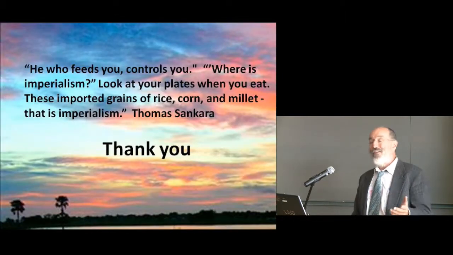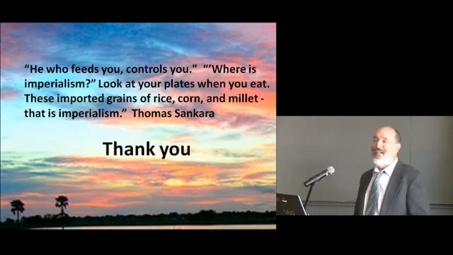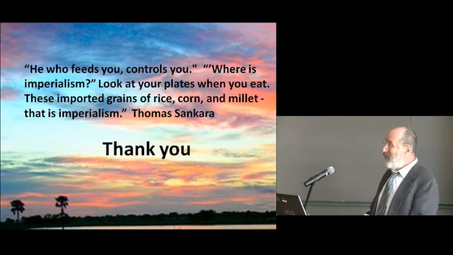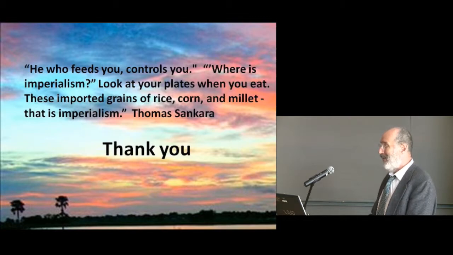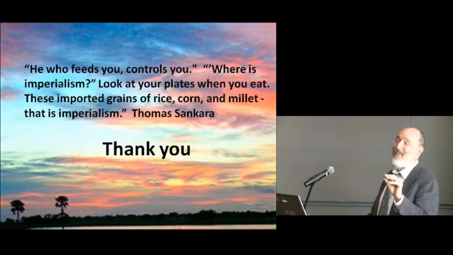Okay, why is this important? I just found this quote and I kind of liked it. "He who feeds you controls you. Where is imperialism? Look at your plates when you eat these imported grains of rice, corn, millet. That's imperialism." And this is a quote from Thomas Sankara.